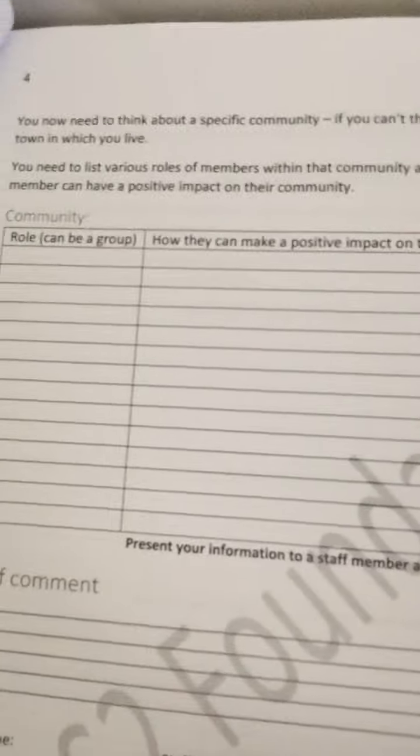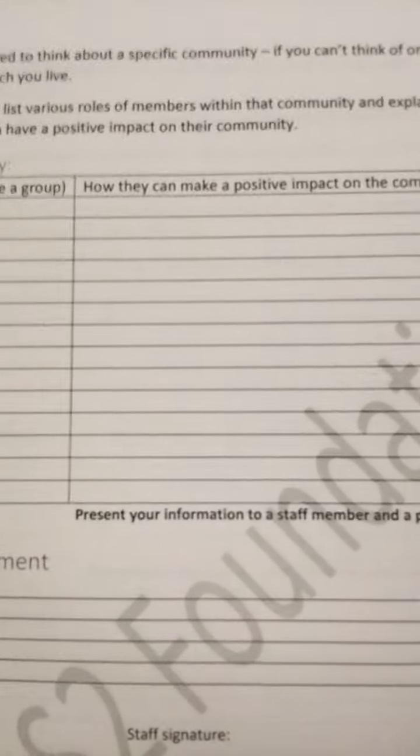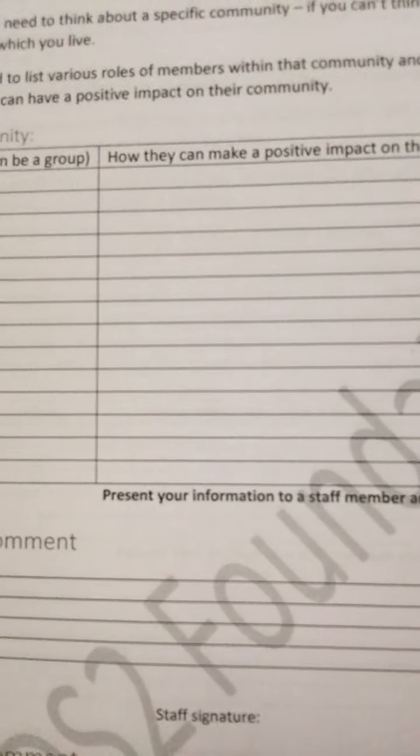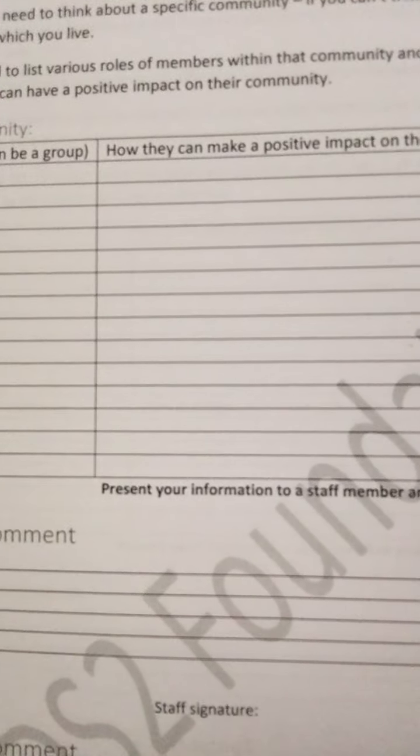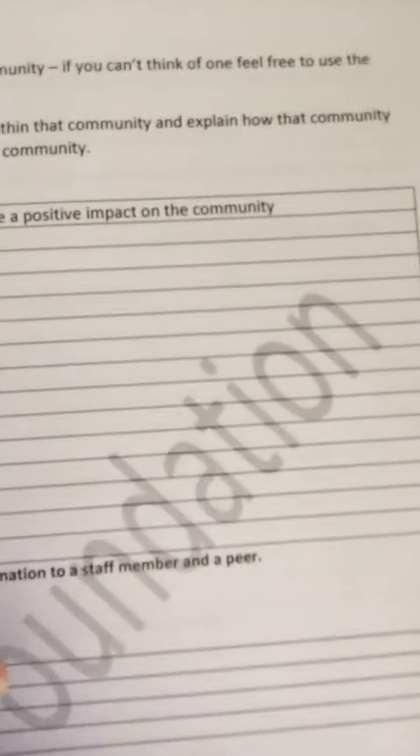After that, think about a specific community. If you're stuck, use the town in which you live. You need to list various roles of members within that community and explain how that community member can have a positive impact on their community. So, for instance, the role could be the CFA, and they make a positive impact on the community by helping keep us safe and secure and all that sort of stuff. That does need to be done for as many community members as you can think of. And then you need to once again present it. So send that information through.